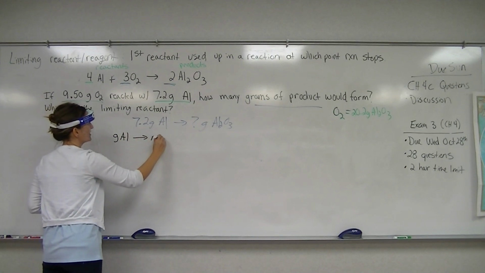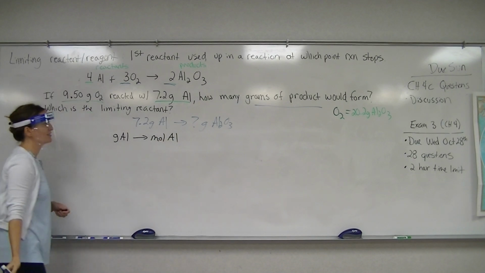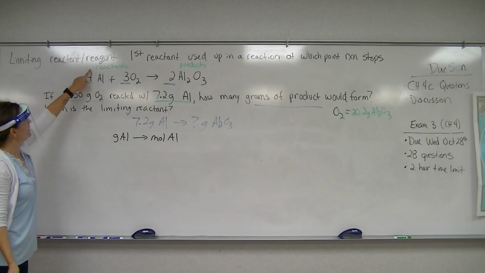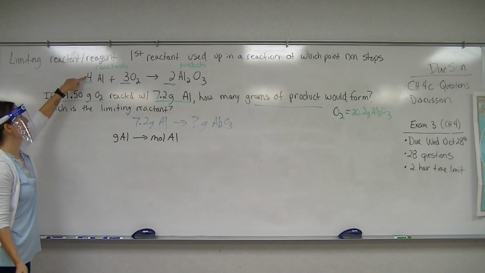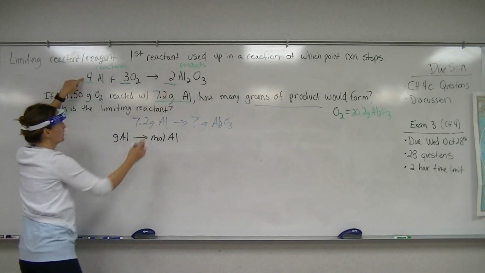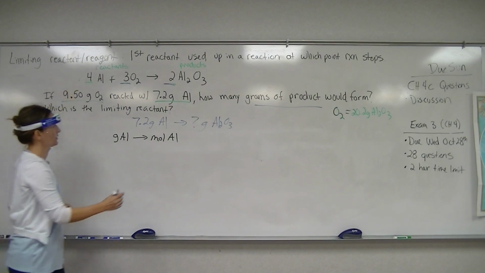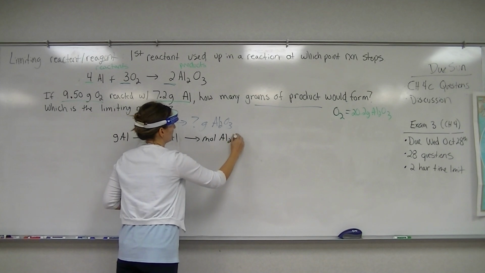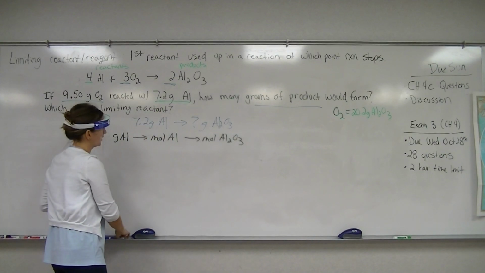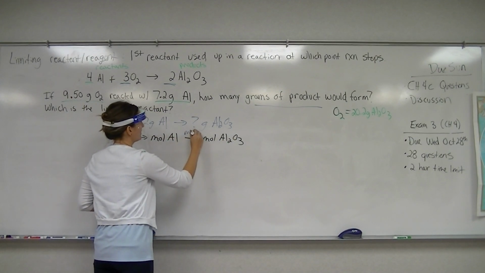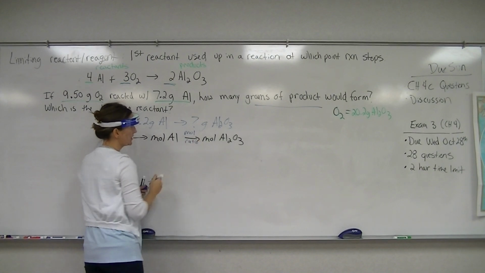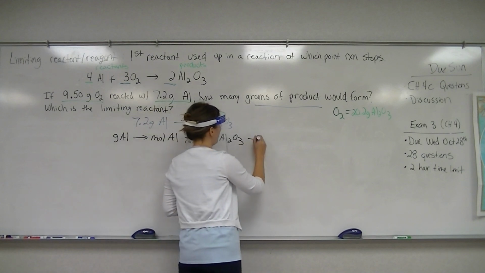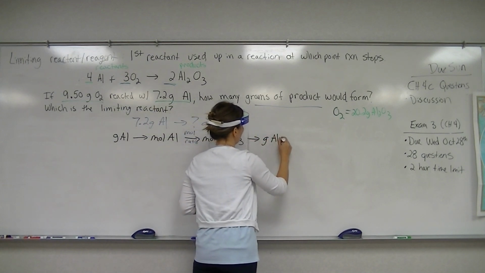So grams of aluminum is where I start. My first step is to get those grams of aluminum into moles of aluminum. Once I have moles, well, the coefficients represent the moles. So I can compare now between the reactant and the product using a mole ratio. And then the last step, because it's asking for how many grams of product, is to get our moles of products into grams of product.